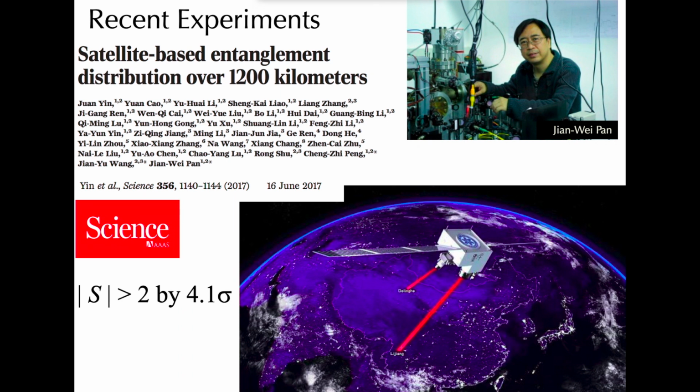This also was mentioned briefly by Professor Aspect, one of my favorites. There are many that I love. This one I love for its ambitions. A large group led by Professor Jianwei Pan, supported by the Chinese Academy of Sciences, built and launched a purpose-built satellite that to this day is beaming down pairs of polarization-entangled photons.